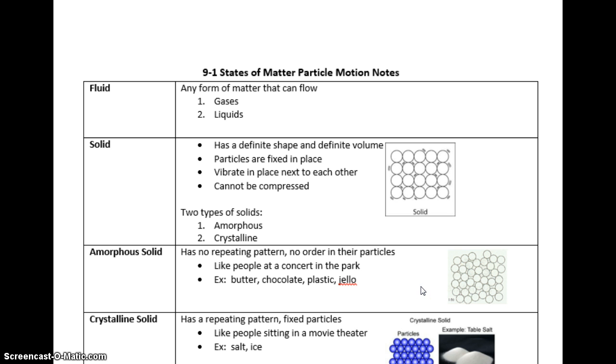Think of it like people at a concert in a park. People are just kind of randomly spread out. They're really close together at the concert, but there's no pattern. All right, they're all sitting on the lawn, or they're walking around on the lawn. Examples of amorphous solids include butter, chocolate, plastic, and jello. They have no distinct melting point. They just get softer and softer as time goes on. So that's the clue about amorphous solids. They just get softer as time goes on.